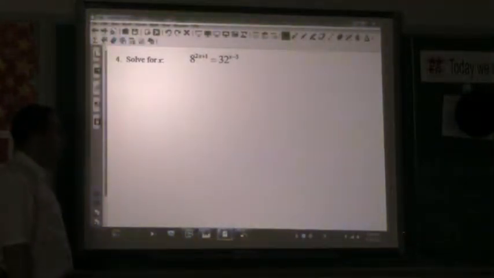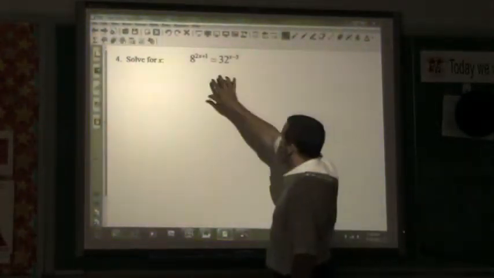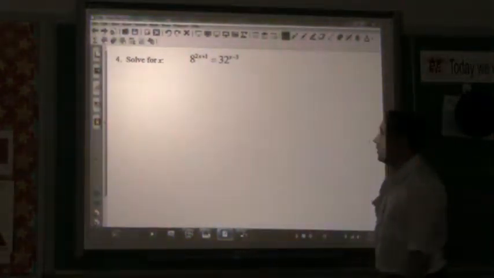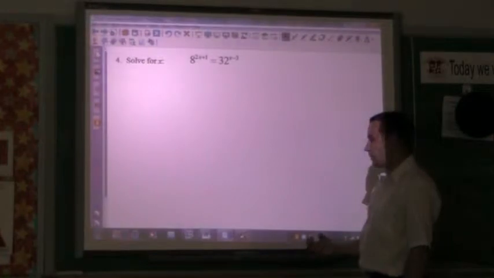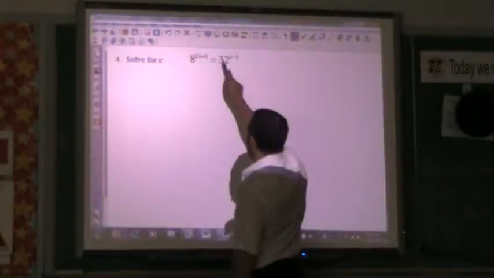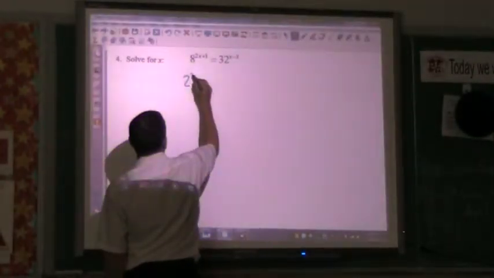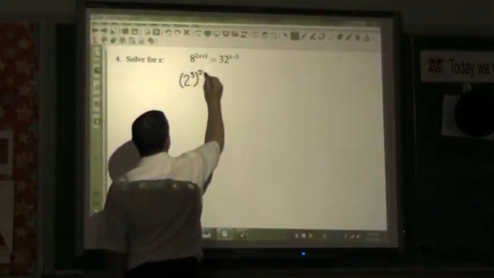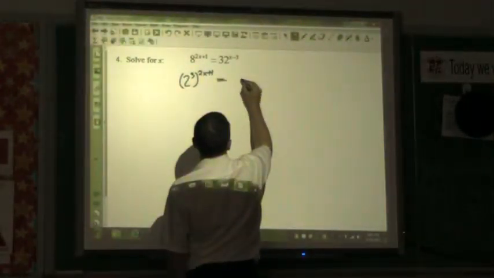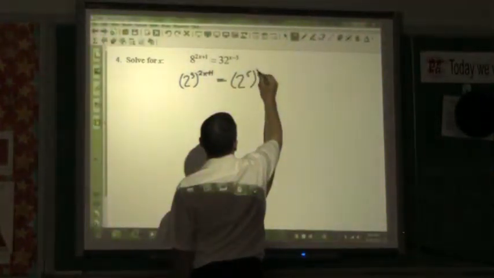Okay, solve for x. These ones are pretty quick. When I've got any base with an exponent equaling another base with an exponent on it, I need the bases both to be the same for it to set them equal. So the only base that's common in both 8 and 32 is 2. So 8 we replace with 2 cubed, to the power of 2x plus 1. And then 32 is 2 to the exponent of 5, all to the power of x minus 3.